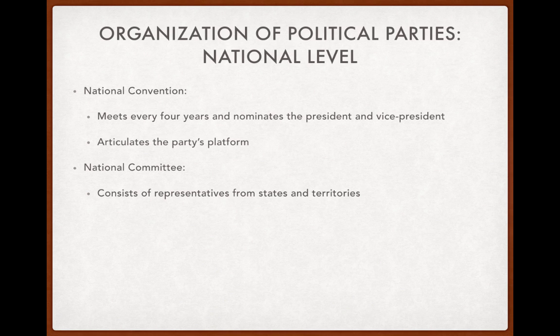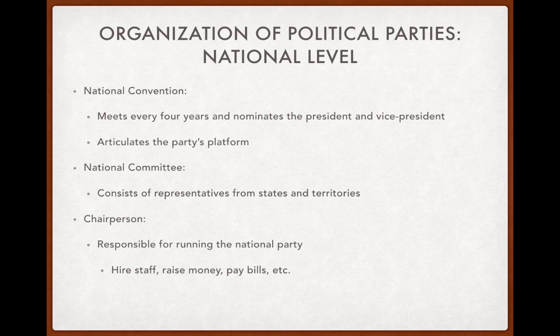The National Committee consists of representatives from different states as well as U.S. territories, and the chairperson is responsible for running the national party. They hire the staff, they raise money, they pay the bills, etc. And the president often picks the chairperson for their political party.